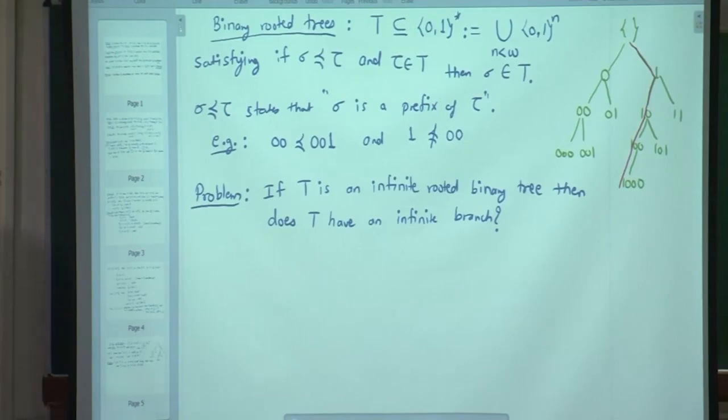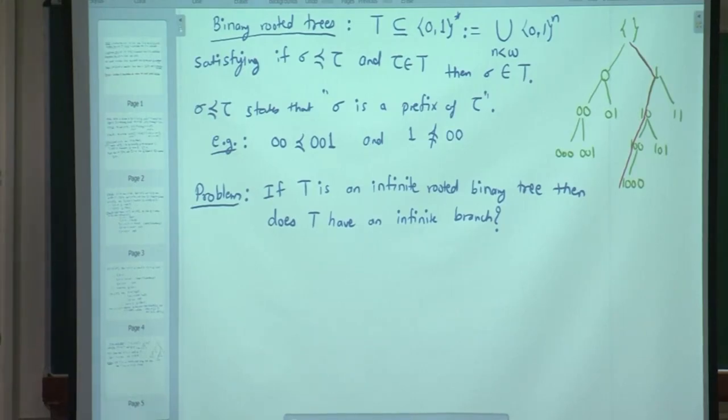What could be the value of log of omega base 2? It should be omega, if at all it exists. And why can't it happen that maybe there is one branch with length 1, then another branch with length 2, then another branch with length 3, and so on and so forth? Why does it have to be the case that there exists a branch which is infinite in length?